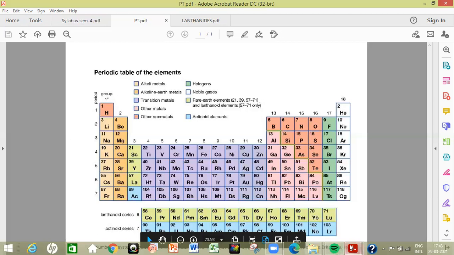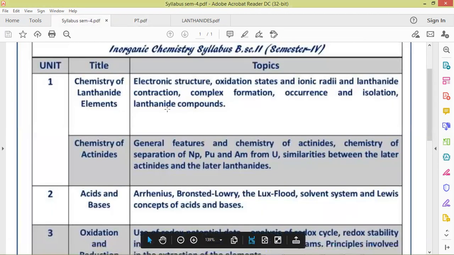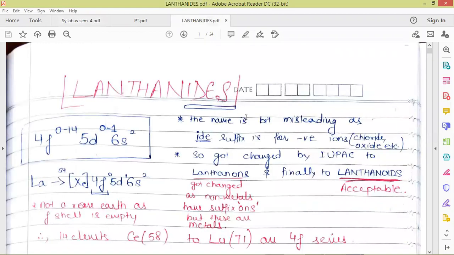So let's get back to the syllabus. This is the first unit which we are starting. We'll be first discussing the chemistry of lanthanide elements. So let me open the PDF notes for lanthanides.